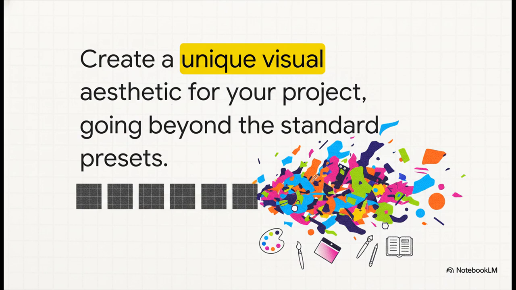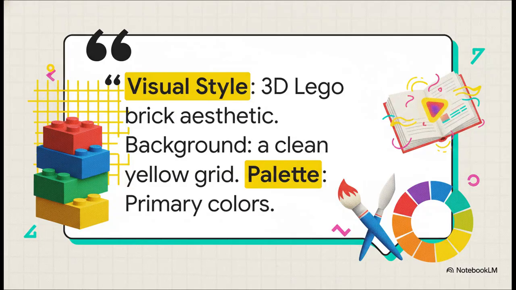But the custom visual style box, that's where the real magic happens. I mean, just look at this example. This is not some vague suggestion like, make it look fun. This is a detailed creative brief. You are defining the style, a 3D Lego aesthetic, the materials, the background, even the exact color palette. This is the kind of detail that lets the AI generate a truly unique and consistent visual theme.